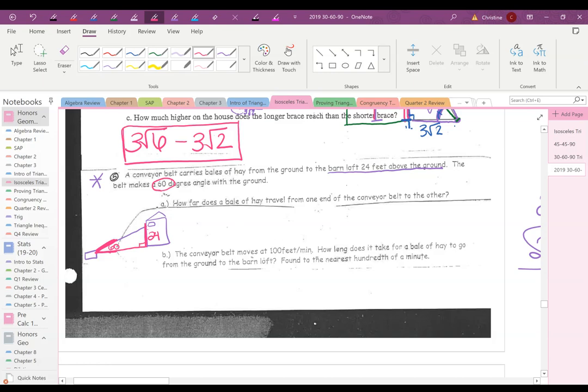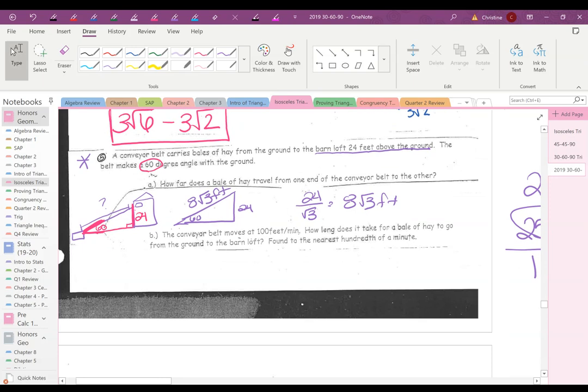Okay, how far does the bale of hay travel from one end of the conveyor belt to the other? So from here to here, what is the distance? Well, it's a 30-60-90 triangle, so I'm going to take this out real quick. That's 60, and this is 24. So really, you just have the long leg. I'm going to take the long leg and divide it by root 3, which is 8 root 3. So that's how long this conveyor belt is. Okay, and that's in feet.